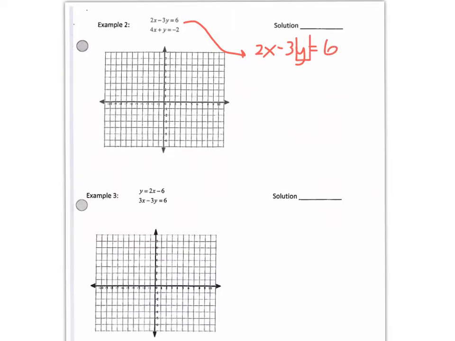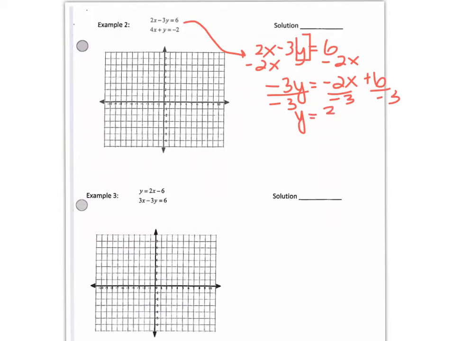So I need to get y by itself. So I'm going to subtract 2x from both sides, giving me negative 3y equals negative 2x plus 6. And I'm going to divide everything by negative 3 to get y by itself. So positive y is equal to negative 2 divided by negative 3 is a positive 2/3 x. And then 6 divided by negative 3 is negative 2.